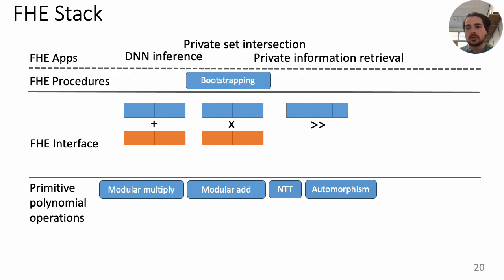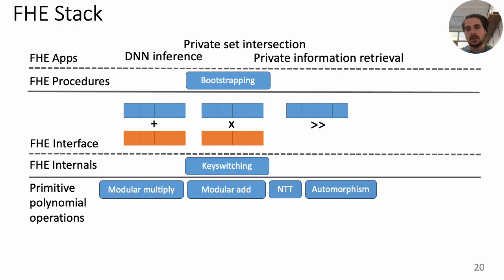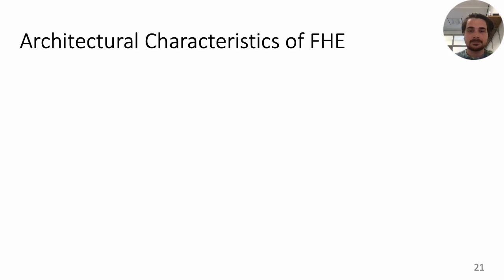Bootstrapping is just a very special kind of FHE application, used by most other FHE apps. You can think of it as a core library function for FHE, but it is also implemented just in terms of the three FHE ops. Key switching is an important algorithm, but it is not exposed to FHE apps. It's implemented using the four primitive polynomial operations.